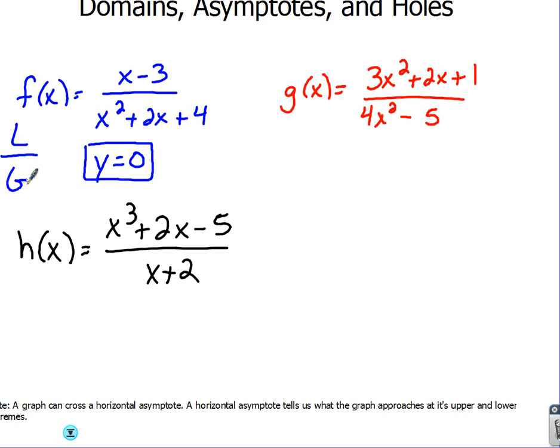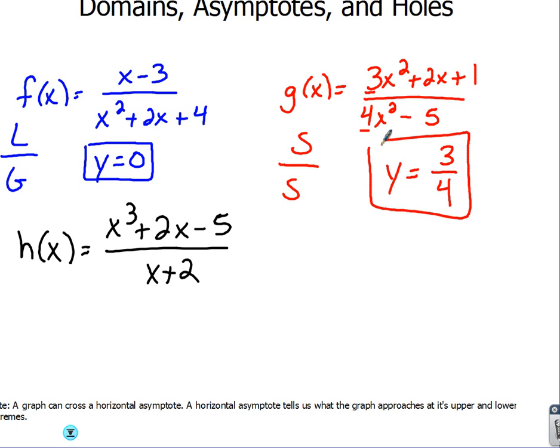If the degrees are the same, in this case the degree on top is 2 and the degree on the bottom is 2. If the degree on top and the bottom are the same, your horizontal asymptote is going to be whatever your leading coefficients are, the numbers in front of your highest powers. Here, my horizontal asymptote will be y equals 3/4. Notice y equals a number is a horizontal line.